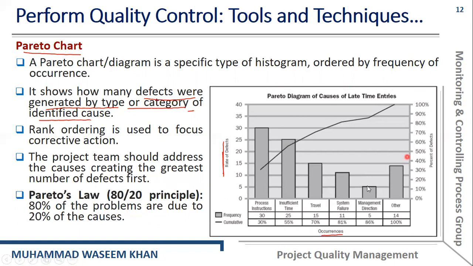So here in front of you is the Pareto chart. We need to find out the causes of the late time entries, and the data regarding the causes of late time entries has been plotted here. So this axis, the x-axis, represents the occurrence.